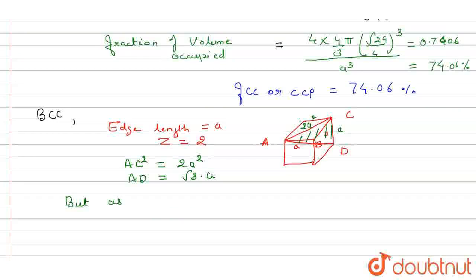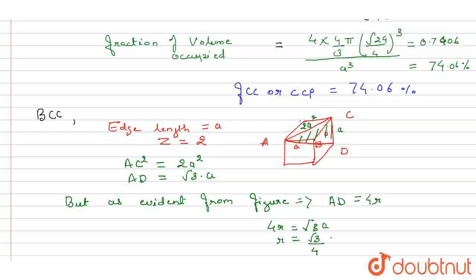As evident from the figure, the value of AD is equals to 4R. Now substituting the value here, we get 4R is equals to under root of 3A. So from this we get the value of R, that is equals to root 3 by 4A.